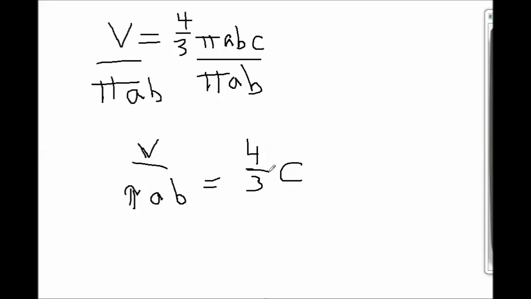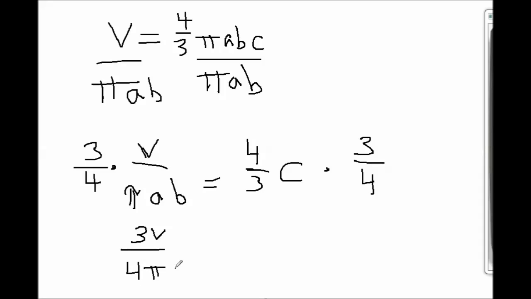And we've talked about this in previous lessons. In order to get rid of a 4/3, we're going to multiply by 3/4. And of course, we're going to do it over here as well, like this. So how this works, we multiply the tops and the bottoms, the numerators and the denominators, to get 3v over 4 pi a b, and that's equal to c.